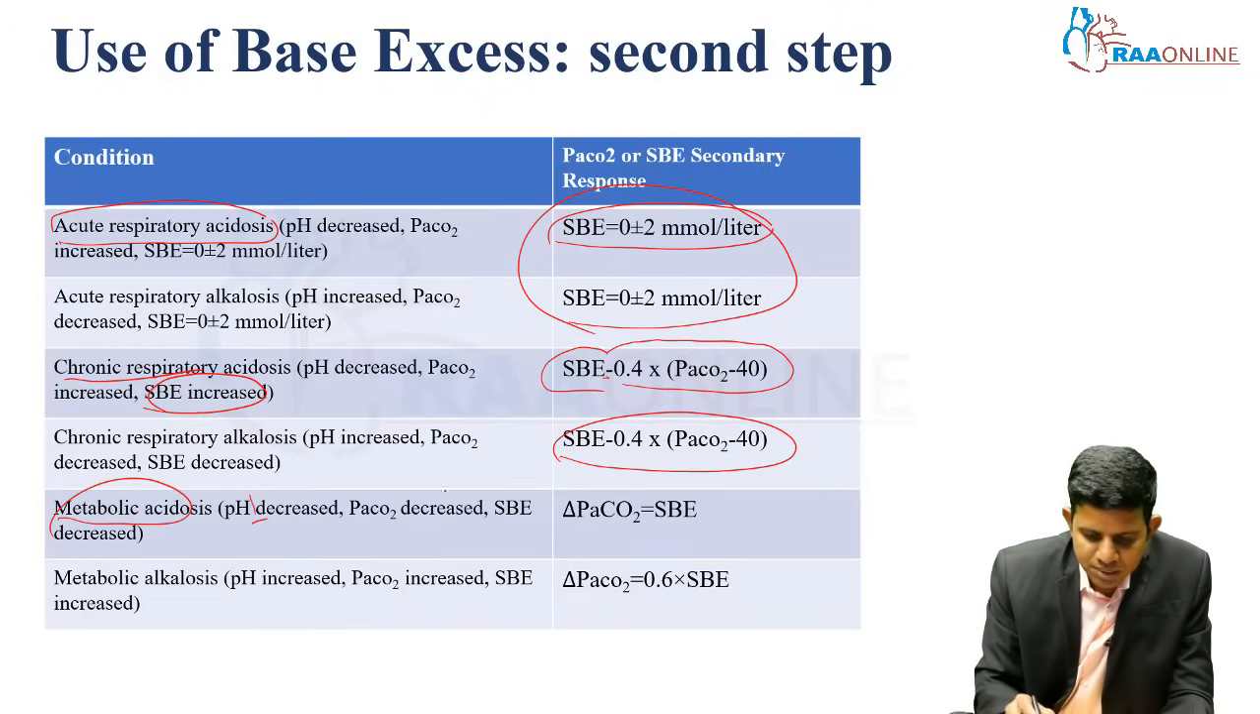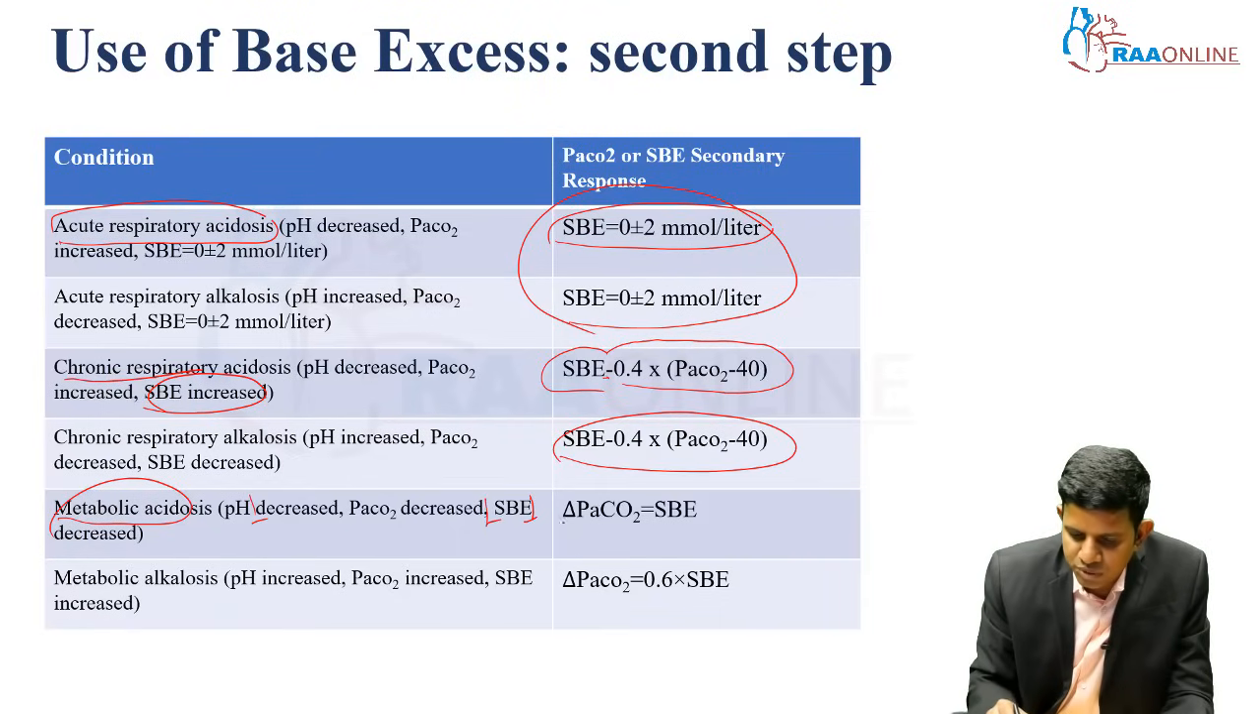The pH will decrease. The standard base excess will also become more negative. It is decreased. As the secondary response, my PCO2 will decrease. To calculate the PCO2 change, it equals my standard base excess.